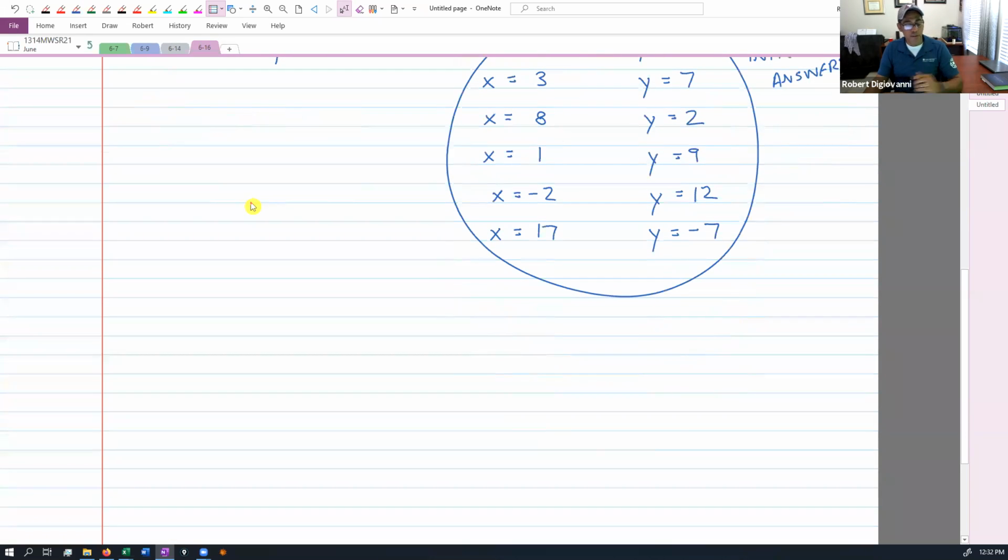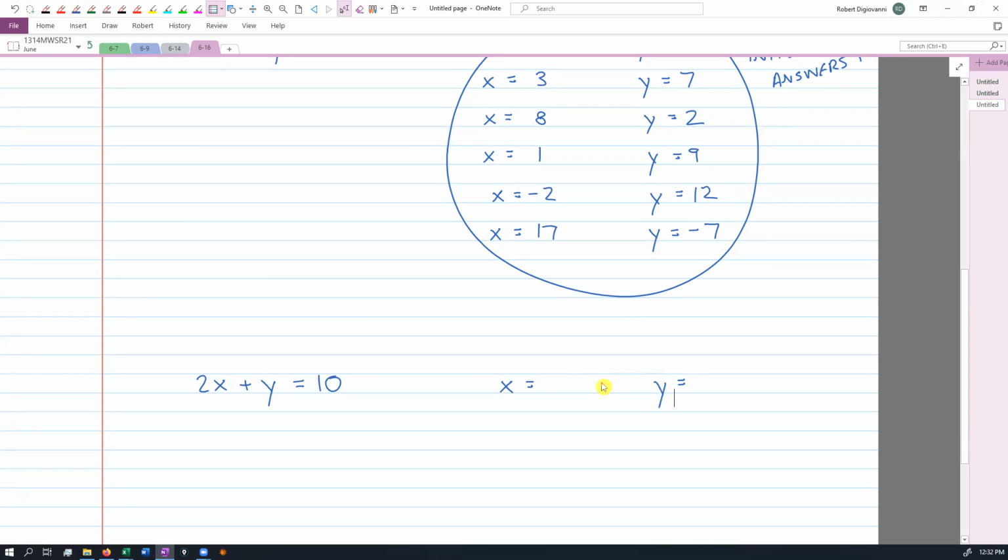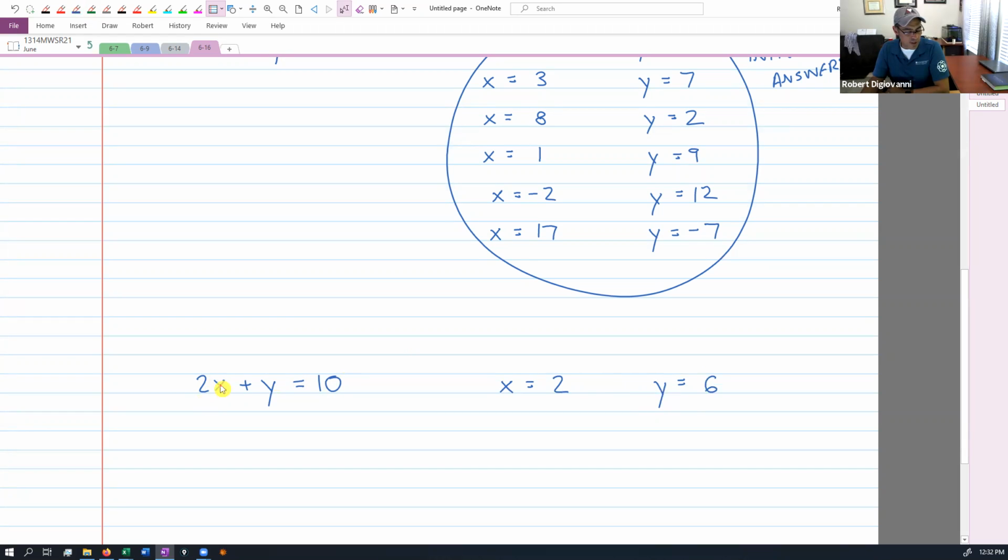But let me show you a different example. How about this new example? 2x plus y equals 10. Can somebody give me an example of an x and a y that would work there? x could be 2 and y could be 6. Okay, so let's see, 2 times 2, that would give you 4. And then if you add 6, you get 10, right? That would work.